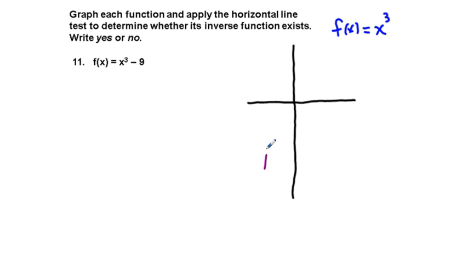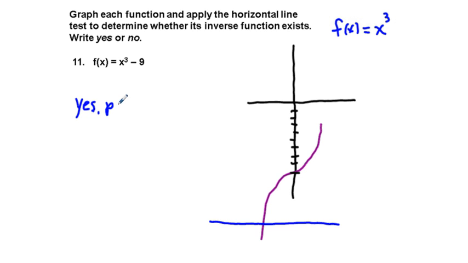So I'm just going to freehand sketch the parent, graph the parent function, something like this. And then we're going to shift this function down 3, 4, 5, 6, 7, 8, 9, down 9 units. So we take this curve, shift it down 9 units. And if we draw a horizontal line, that horizontal line is going to touch the curve of this function only once. So to this one we say also yes, passes the horizontal line test.